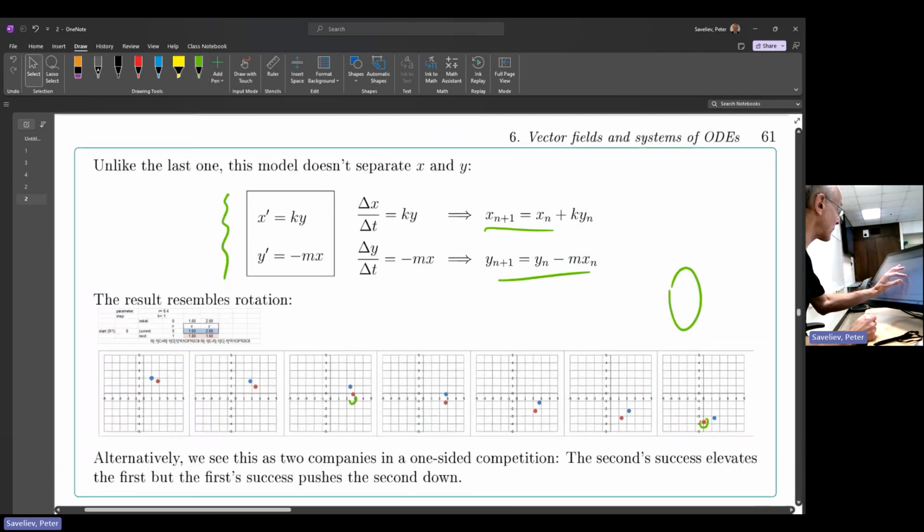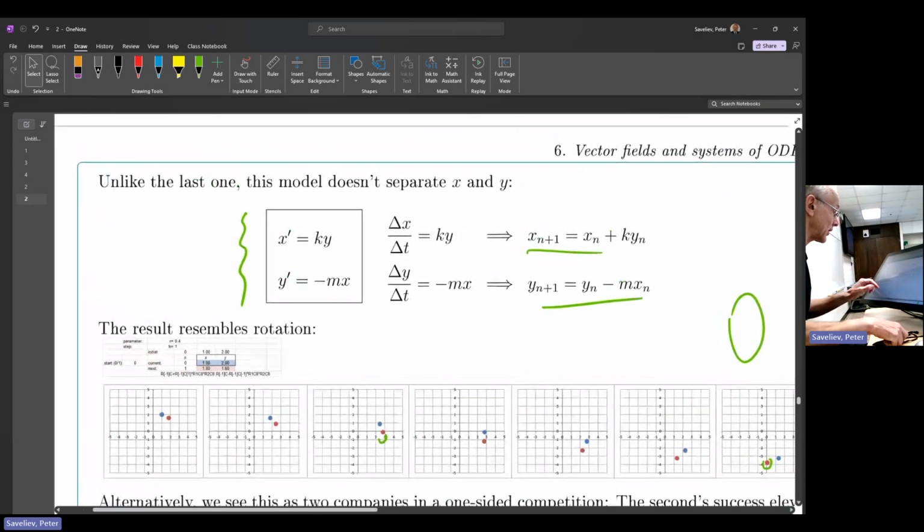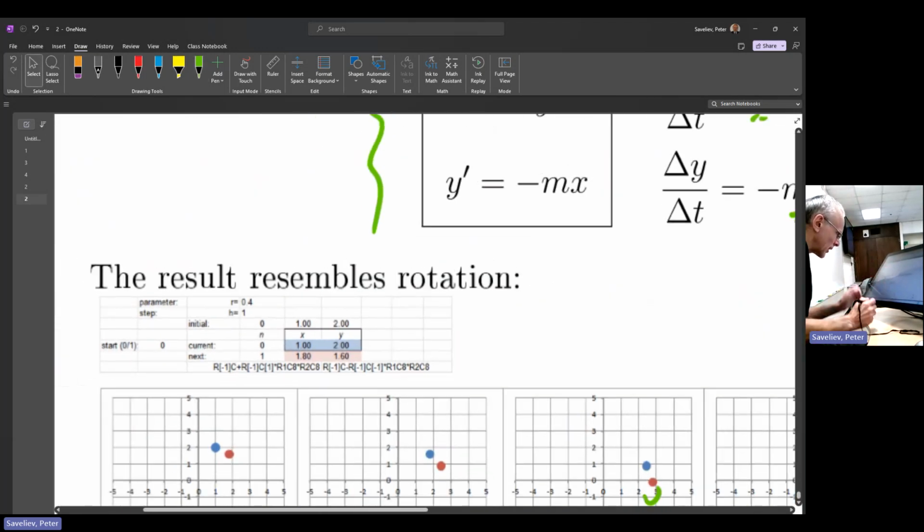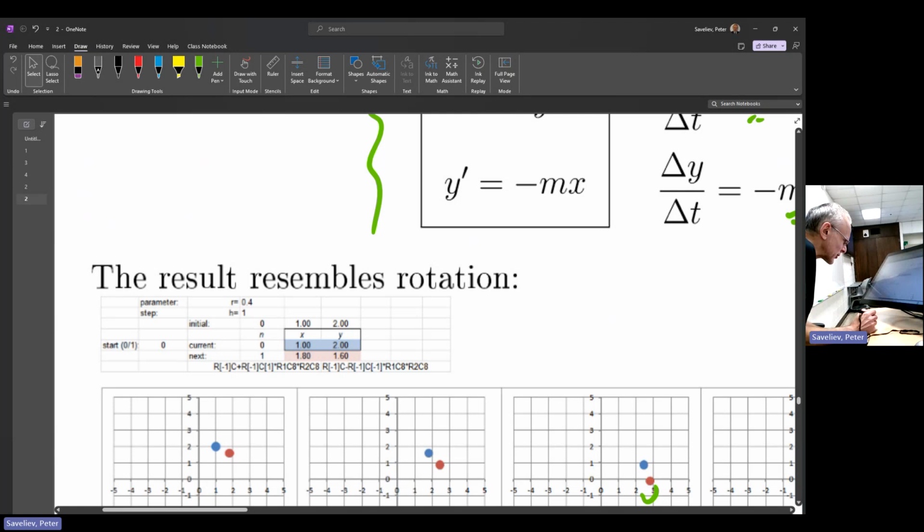And where did it come from? It comes from the misalignment. K and M are not equal to each other. And in fact, if you zoom in here, they should be here somewhere.